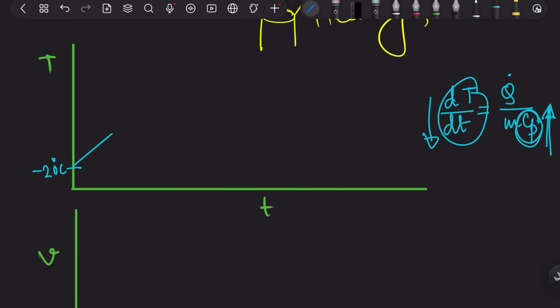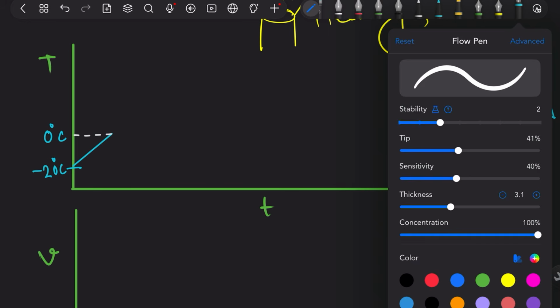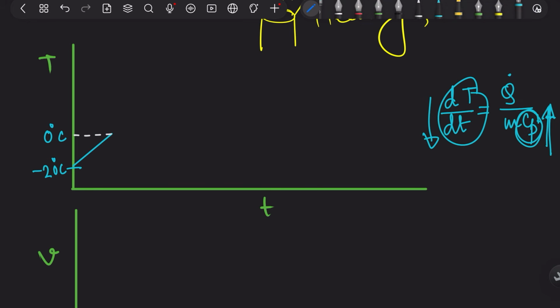So it is a straight line. Up until how much will it be a straight line? We have to understand that it will be 0 degrees Celsius. Then let me continue. We all know that there will be a straight line, right?